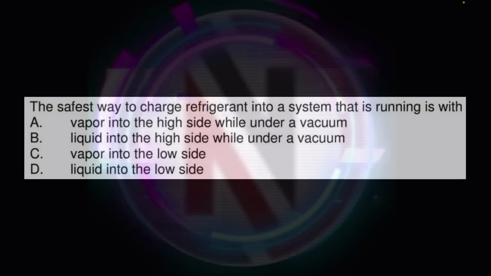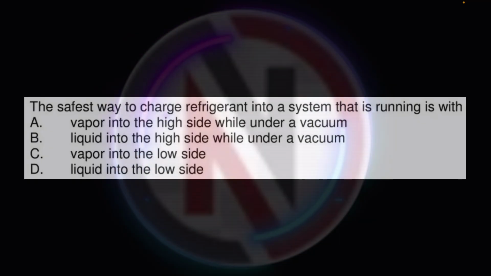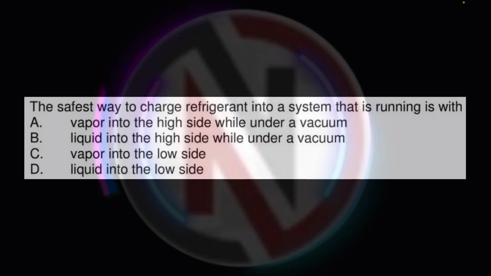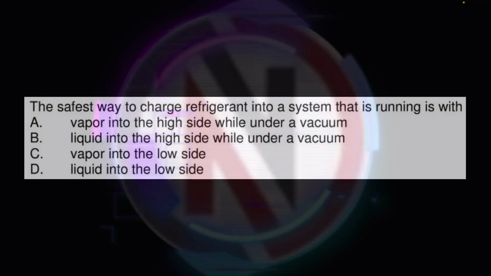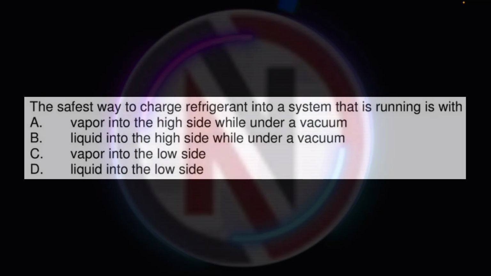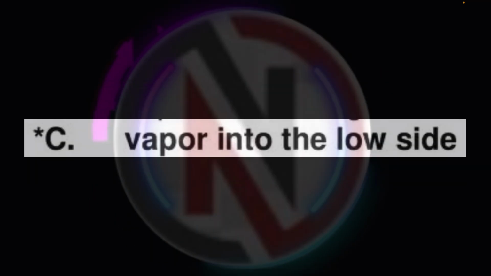The safest way to charge refrigerant into a system that is running is: A. Vapor into the high side while under a vacuum. B. Liquid into the high side while under a vacuum. C. Vapor into the low side. D. Liquid into the low side. C. Vapor into the low side.